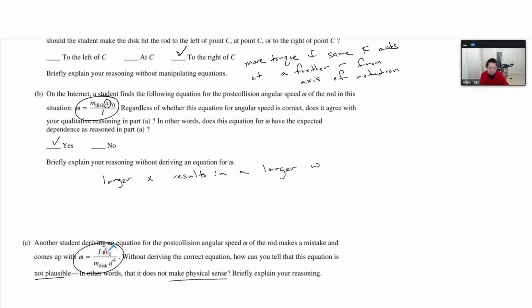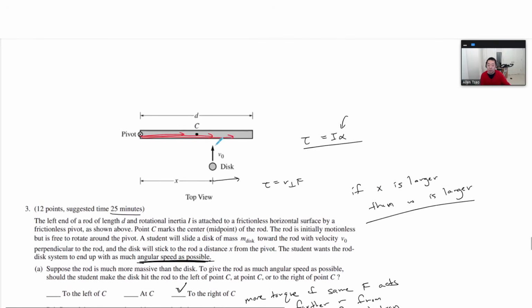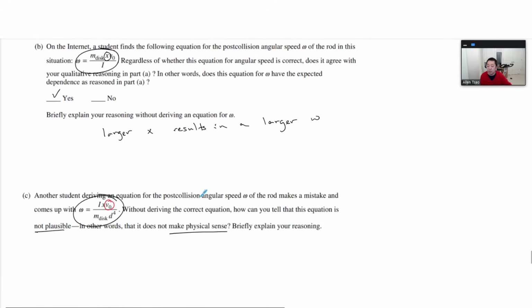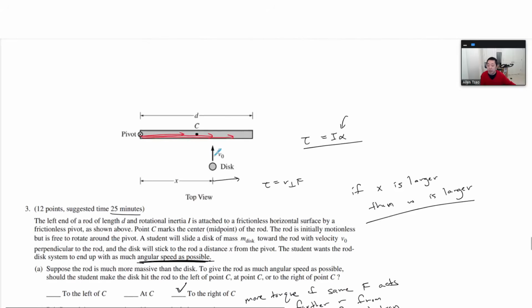The x seems to be fine, right? If x is bigger, omega is bigger. How about v0? If v0 is bigger, should omega be bigger? Well, v0 is how fast I fling the puck. If I fling this faster, is it going to cause it to spin faster? Probably, so v0 is not an issue. How about the mass of the disk? If the mass of the disk is bigger, what should I expect to happen? If I throw it with the same speed, but I throw a giant bowling ball at this thing instead of a little puck, I would expect it to hit harder and make it go faster. I would expect that as the mass of the disk increases, the speed should increase also.